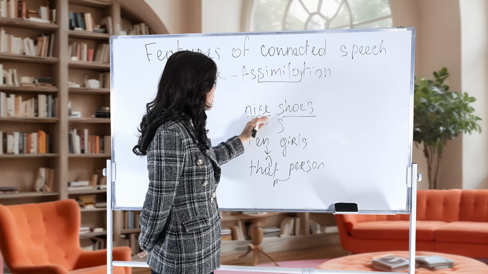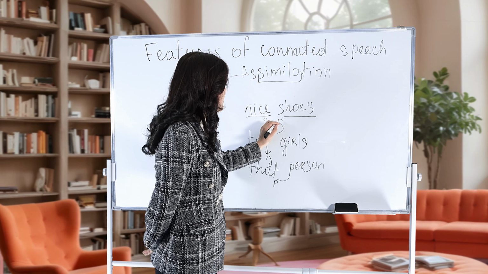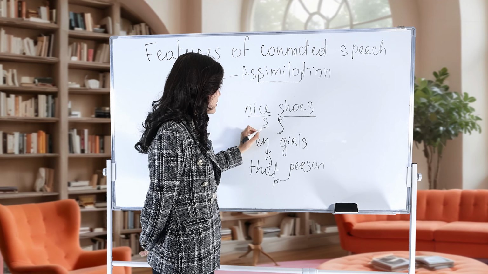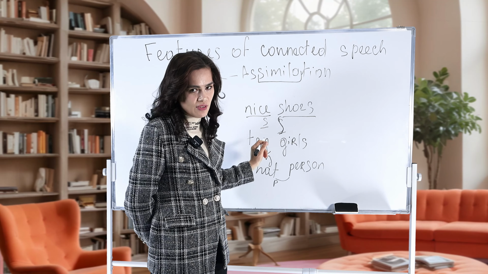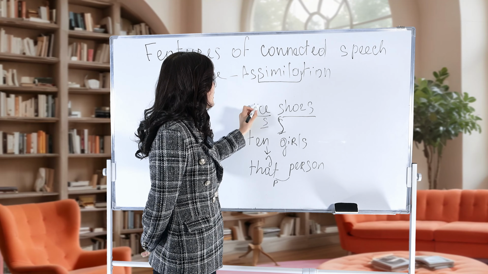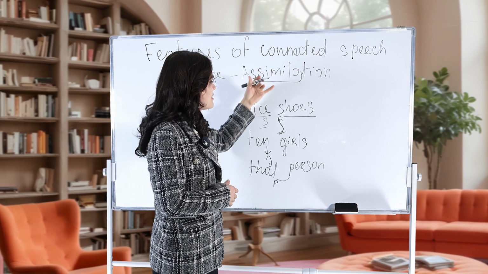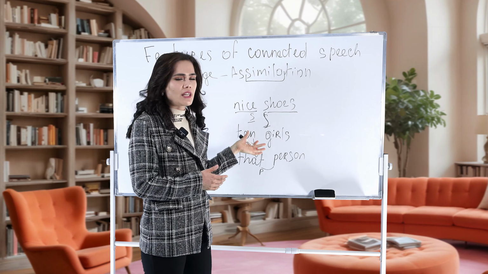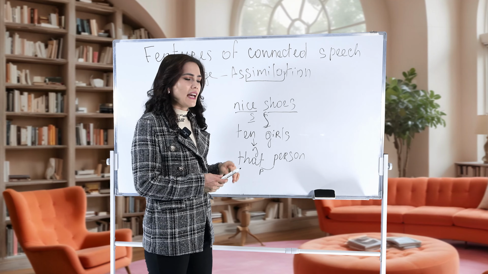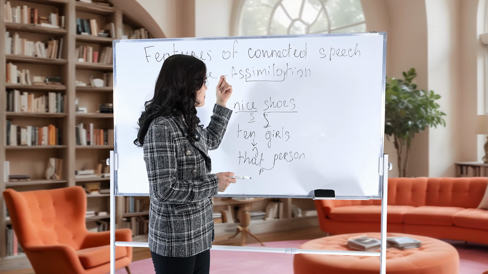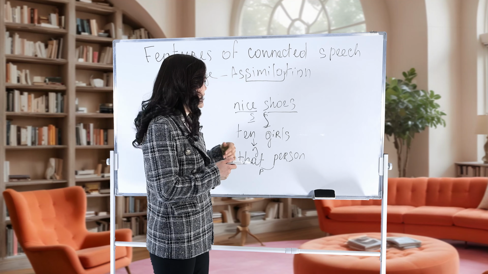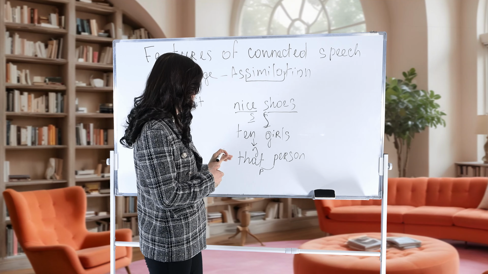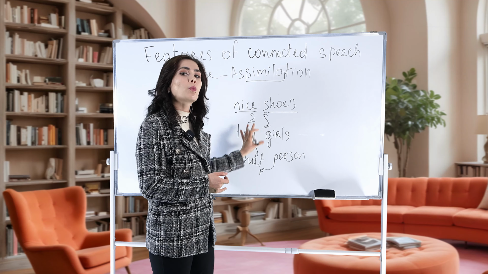So in the assimilation process, only two sounds are considered. For example, here we can see nice shoe. The sound s becomes sh here, yeah? So it is the assimilated sound, and it is called the assimilating sound. The first sound is changed because of the second following sound. So in assimilation, the first sound is changed because of the following sound that comes in the next word or in the upcoming order of the word. So here you can see examples of assimilation between words.